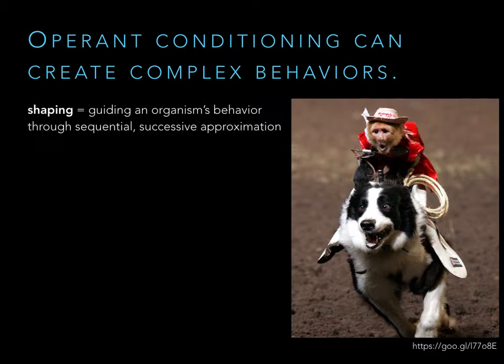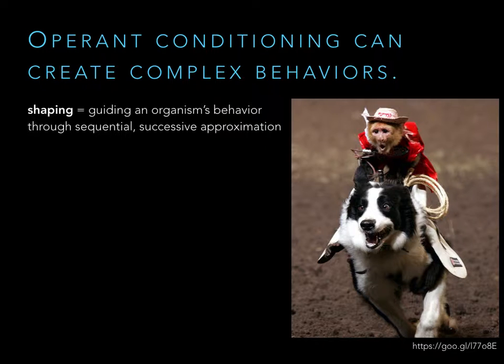Now we can promote a lot of different behaviors, some very complicated. Here's a monkey riding a dog. It's going to lasso a goat. Monkeys don't normally do this. This is not an innate behavior. It has to be learned, and it's all learned by operant conditioning.